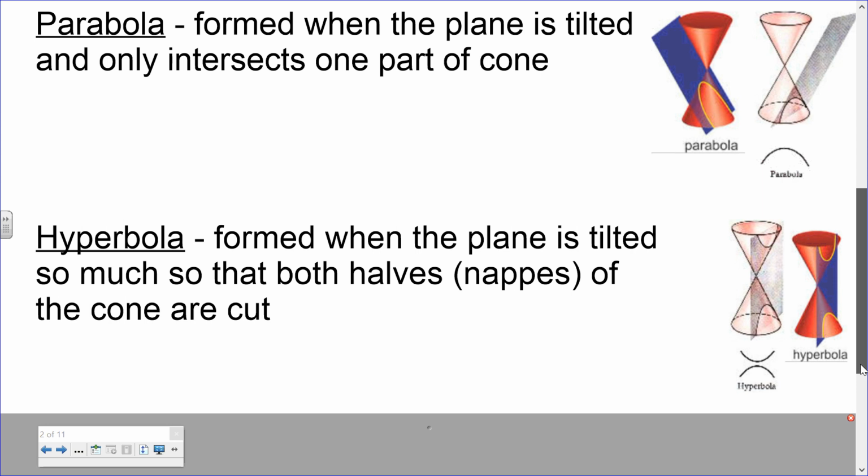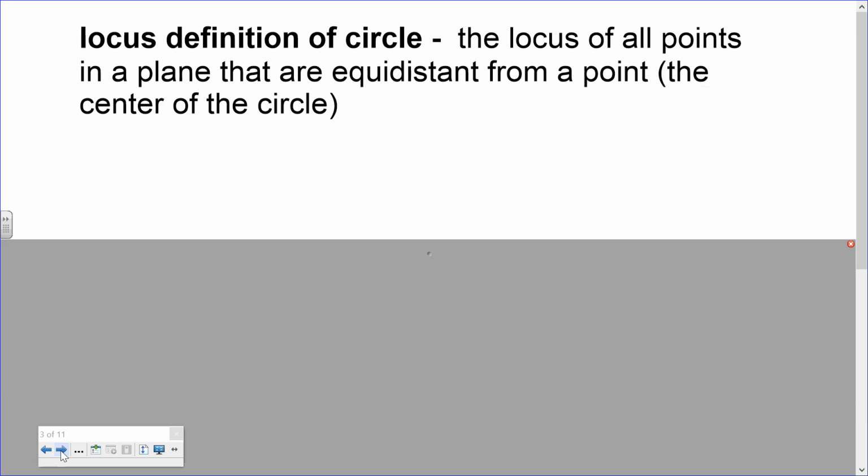That distance stays fixed, so I stay a fixed distance away from the center. So our locus definition of the circle is all of the points that are equidistant from that fixed center point in the plane. And I've got to say in the plane so that I stay with 2D. We know if we do 3D, we get a sphere.